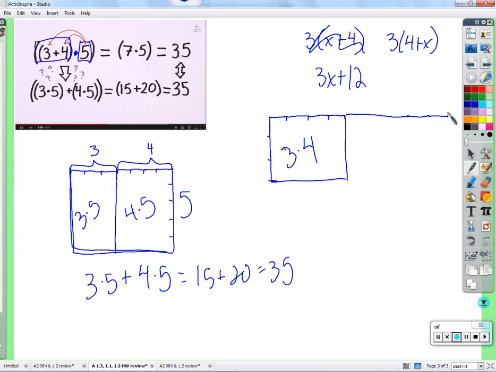Could it be small? Yes. Could x be a million? Yes. Could x be 0.3? Yes. Yeah, range, it could be anything. We don't know how big it is, okay?